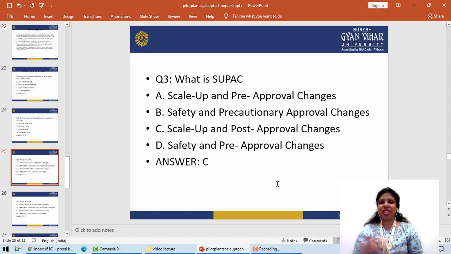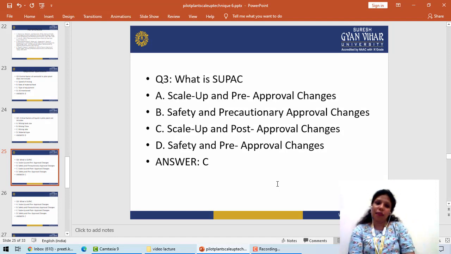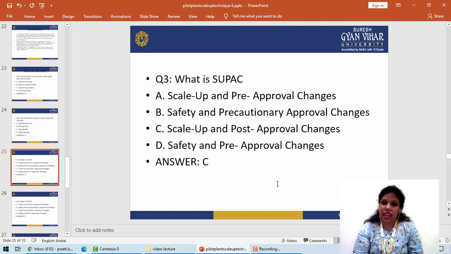Next is, what is SUPAC? We have discussed a lot about SUPAC here. SUPAC is scale up and pre-approval changes, or SUPAC is safety and precautionary approval changes, or SUPAC is scale up and post-approval changes, or SUPAC is safety and pre-approval changes. So the right answer is scale up and post-approval changes.